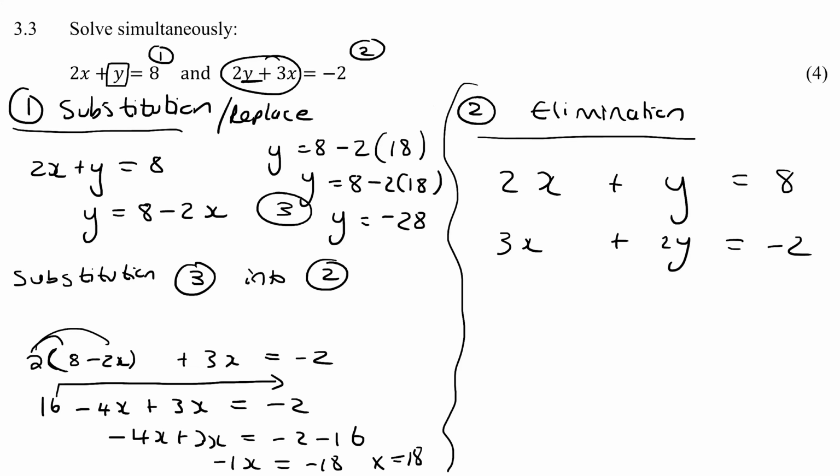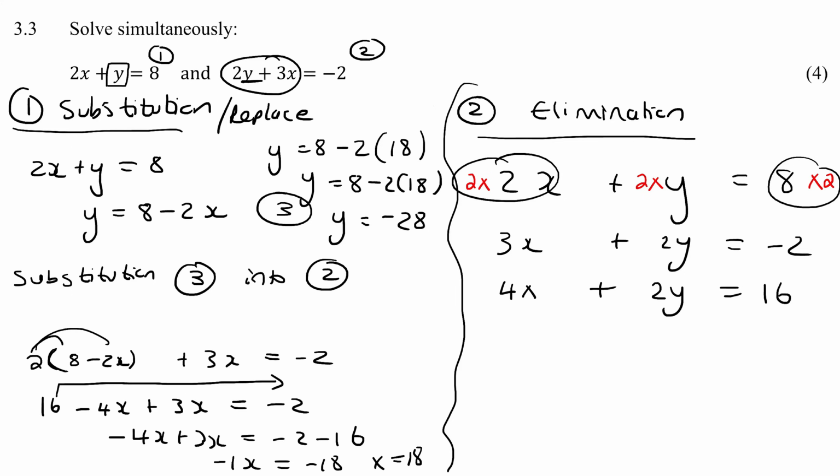How could I do that? I could multiply this whole equation by 2. So we're going to multiply by 2 over here and by 2 over here. And so we end up with 4x for this part plus 2y, because I just multiplied by 2, and then 8 times 2 is 16.